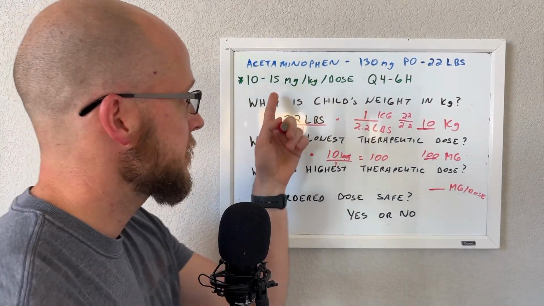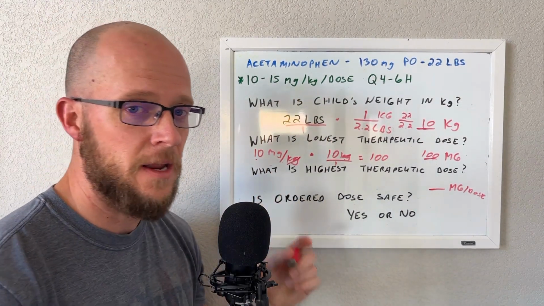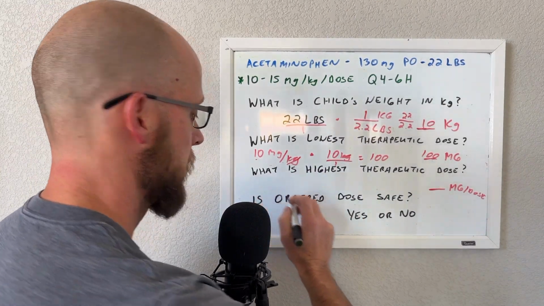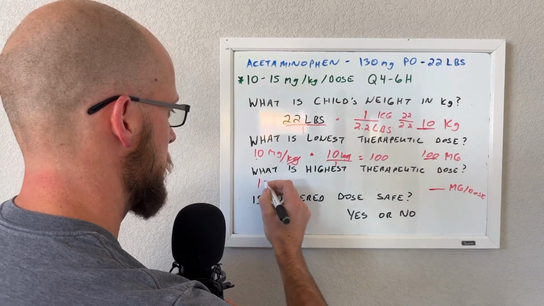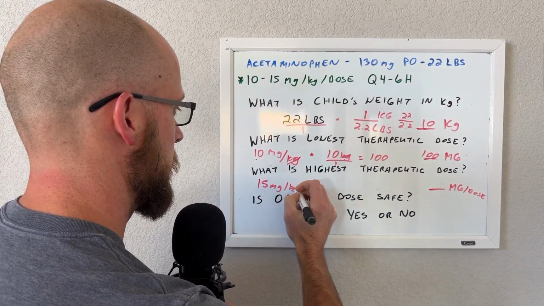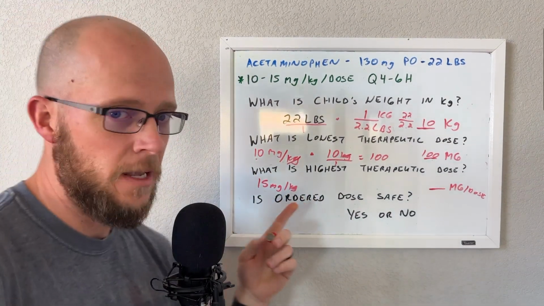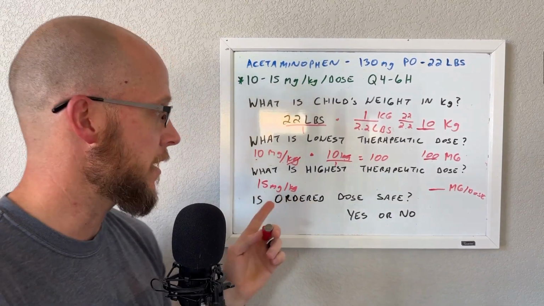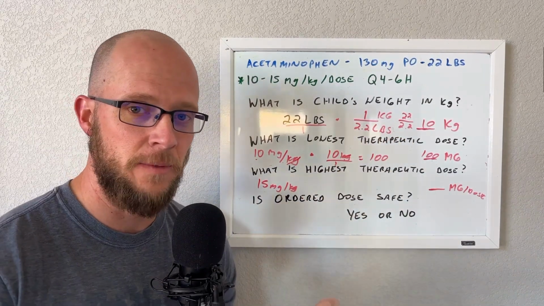So that's where this 15 milligrams per kilo per dose comes in. So that's what we're going to put in down here. Just like we did up here with the 10, we're going to do 15. Move my mic out of the way so you can see. There we go. So we're going to do 15 milligrams per kilogram. Okay. Now, what do I need to get rid of? Right, I need to get rid of the kilograms. So how do I do that? Multiply it by the 10 kilos that we got earlier.